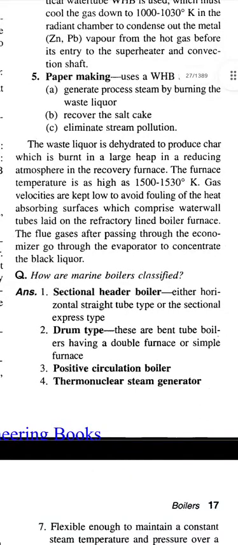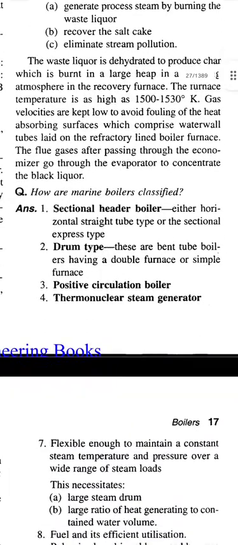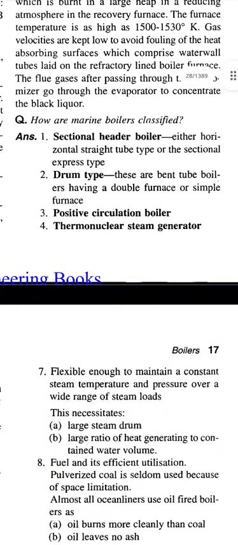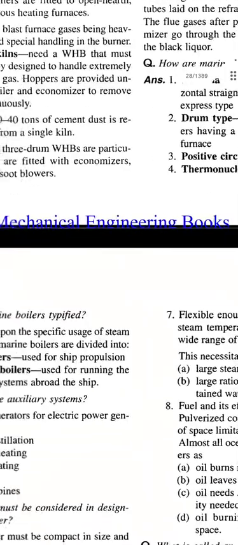Next question. How are marine boilers classified? Answers: sectional header boiler, drum type boiler, positive circulation boiler, thermonuclear steam generator. Sectional header boiler is either horizontal straight tube or sectional express type. Drum type boilers are bent tube boilers having double furnace or simple furnace. Then positive circulation boiler, then thermonuclear steam generator.